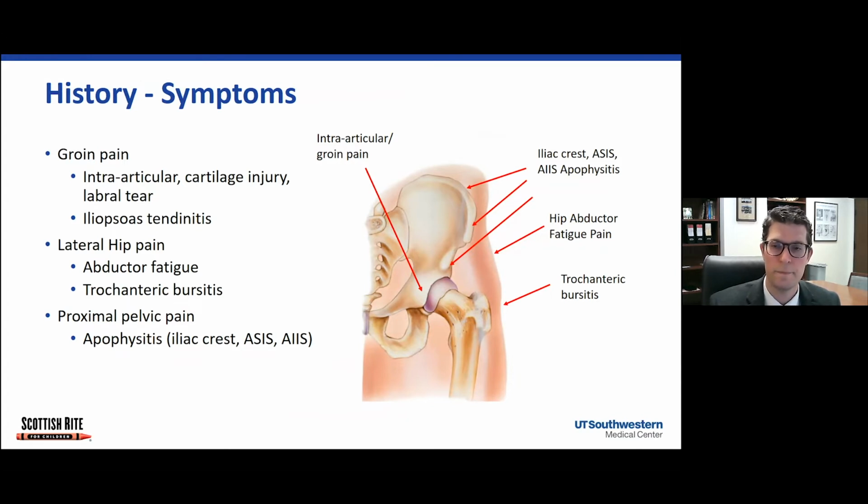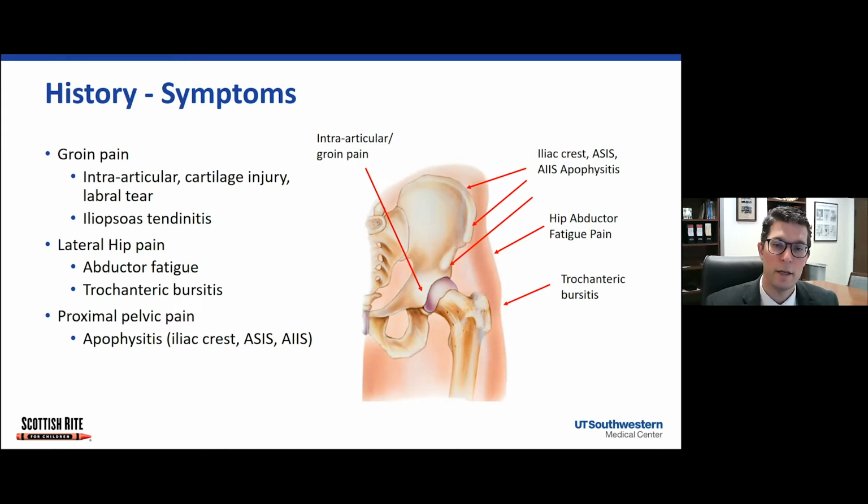And when we think of intra-articular pain that's coming from the hip joint, that's usually anterior groin pain. And so if the patient is pointing anteriorly over their hip or they're localizing their pain, that can be intra-articular due to a cartilage injury, a labral tear, which remember is that ring of cartilage at the periphery of the socket, or potentially it could be some inflammation of one of the big hip flexors called the iliopsoas tendon.